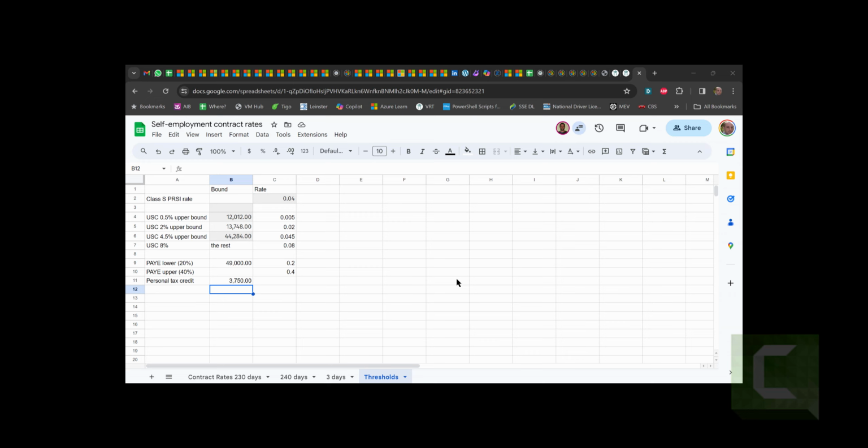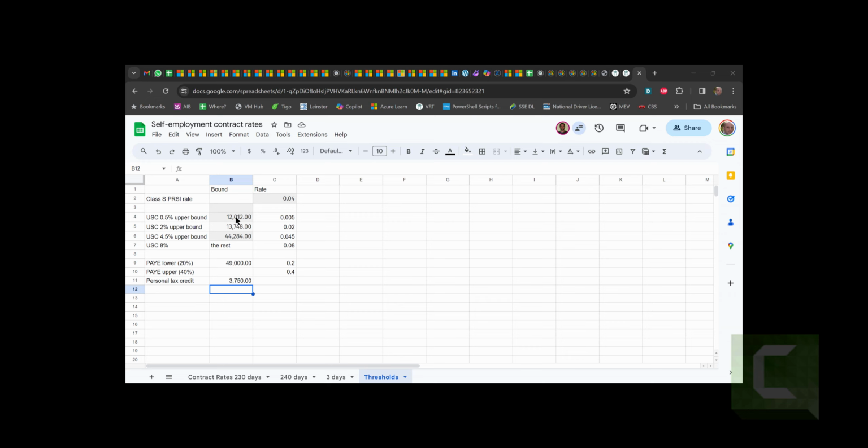All right, this is how it works. There's a tab here called thresholds, and essentially it's where you put in the rates at which certain taxes start and end, and then how much tax you pay on them. For example, for a director, class S PRSI rate is always 4%. 4% is always expressed as 0.04.